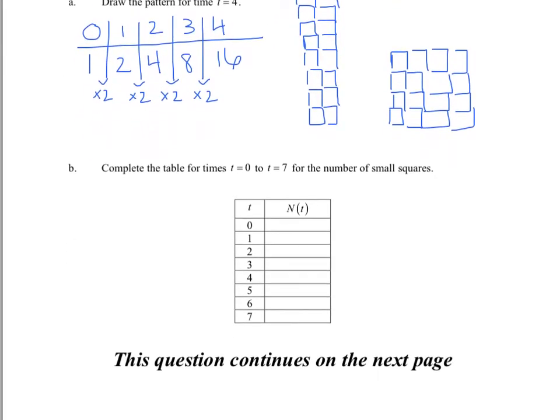Part B, complete the tables for times t equals 0 to t equals 7 for the number of small squares. So that's what I had started up here. So for 0, we had 1 square. For time 1, we had 2 squares. Then we had 4, then we had 8. And what we noticed was that we were multiplying by 2 every time. So 8 times 2 gave us 16. 16 times 2 is 32. 32 times 2 is 64. And 64 times 2 is 128. And so we've completed the tables for times t equals 0 to t equals 7.